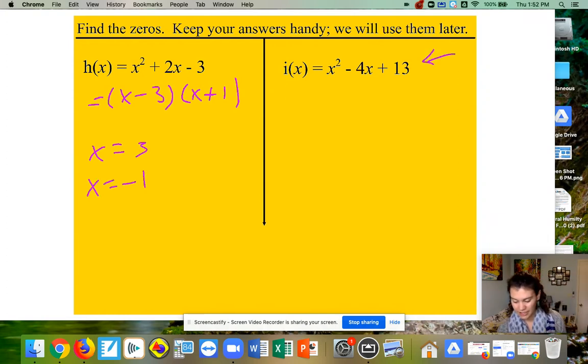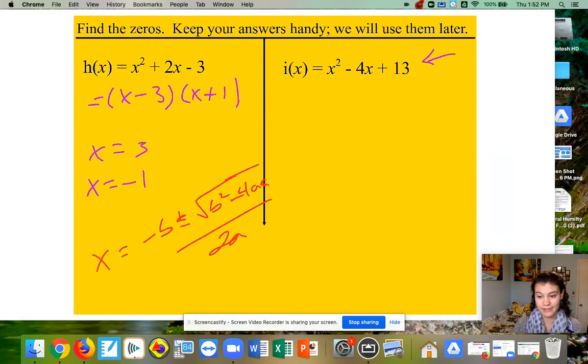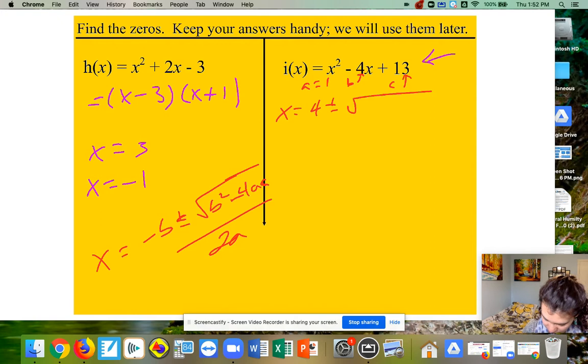This one here, you can't actually factor, so you're going to have to use the quadratic formula, which you may not have been doing for a long time. So that is x equals negative b plus or minus the square root of b squared minus 4ac all over 2a. So make sure you have that memorized to use, because we'll be using it quite a bit. So for this, a is 1, b is negative 4, c is 13. So if we write this out, x has to equal 4 plus or minus the square root of 16 minus 4 times 1 times 13, all over 2 times 1.